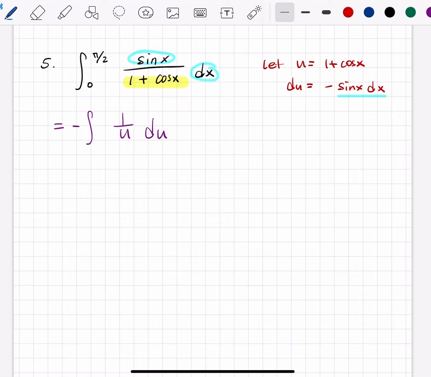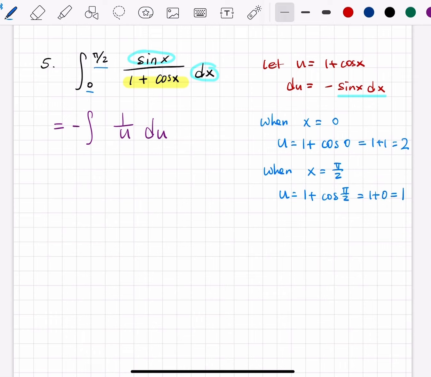Then since this is a definite integral, we still have the limits 0 and pi over 2. So when x equals 0, u, which is 1 plus cosine of 0, is going to be 1 plus 1, which is 2. When x equals pi over 2, u is 1 plus cosine of pi over 2, which is 1 plus 0, which is 1. So this one is another one, 2 on the bottom, 1 on the top.